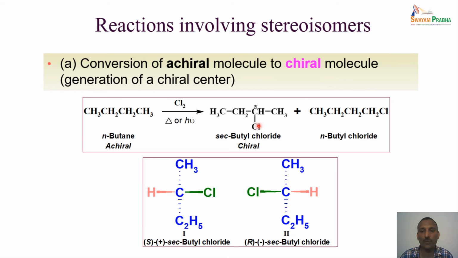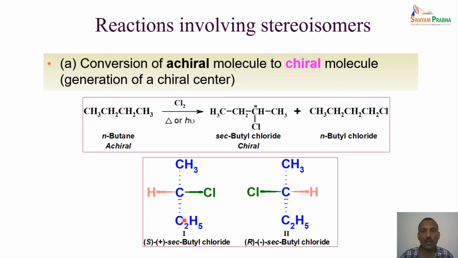So this is a secondary butyl chloride. We say it is S-secondary butyl chloride or R-secondary butyl chloride. The plus and minus sign represents the optical rotation. The capital S and capital R represent the configuration. So these are two different things. In this case, the chlorine is on the right hand side, the methyl group is written at the top, the ethyl group is written at the bottom, and hydrogen is on the left hand side. This is nothing but the Fischer projection we have written here.